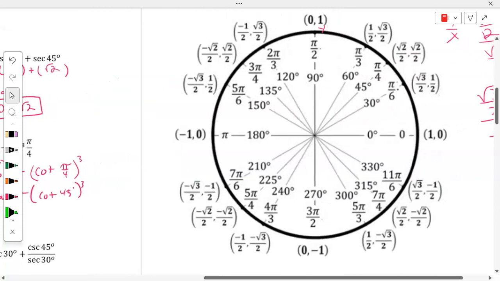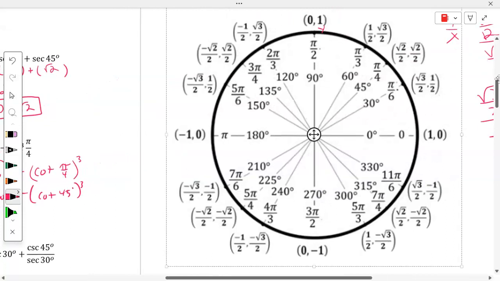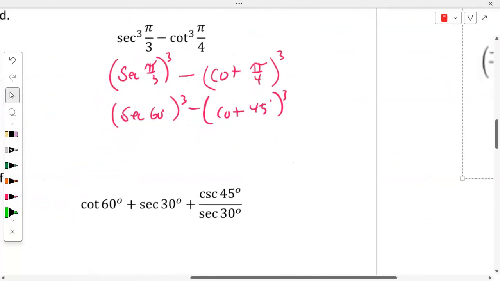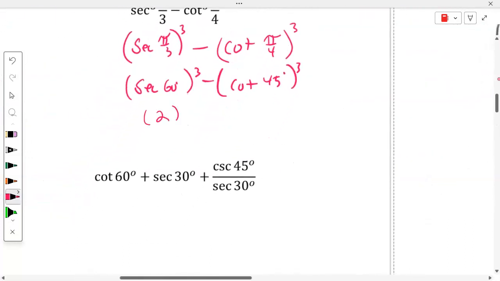The secant of 60 degrees. Well, 60 degrees is here. We know secant is the flip of cosine. Cosine is x, so we want to take the x value and flip it. So instead of 1/2, it's going to be 2 over 1, so we end up with 2. Then we're going to raise that to the third power, getting us 8 minus whatever we get over here.